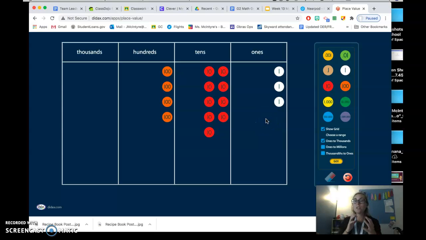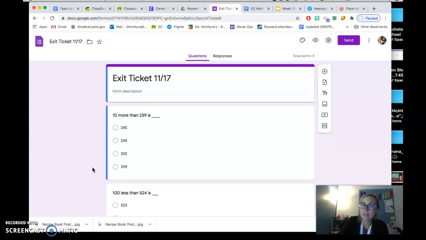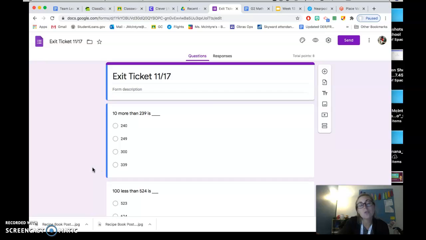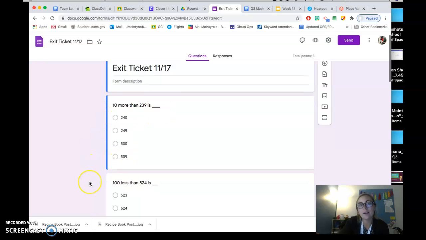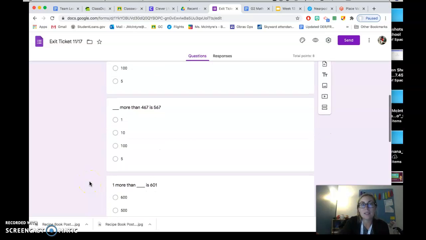You're going to have to switch and play with your units for these questions on your Nearpod. So make sure that you're using this website because it's going to be really helpful. This here is your exit ticket for today. So you have to use your website to show 10 more than 239 is blank and find it here. There are also some questions that ask you how many more or how many less you're growing or decreasing on your number. So this says blank more than 467 is 567.